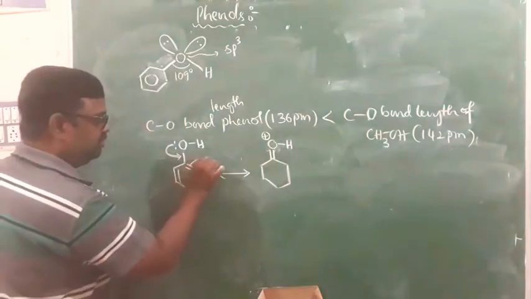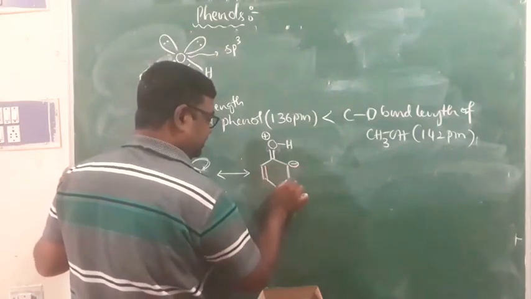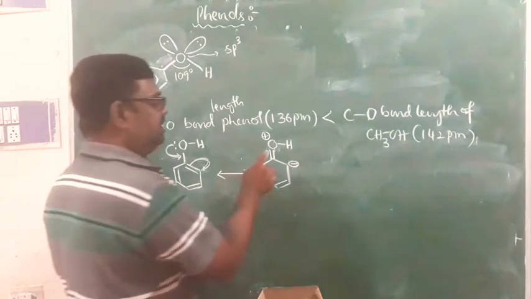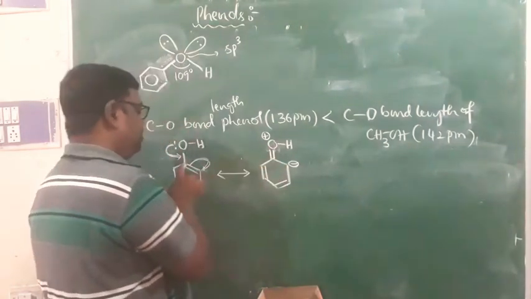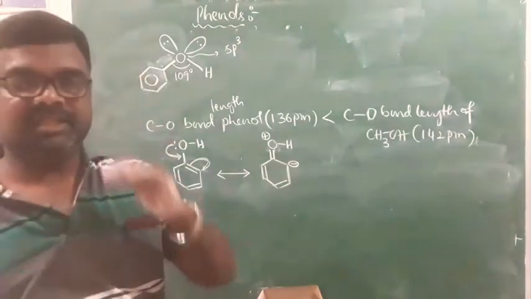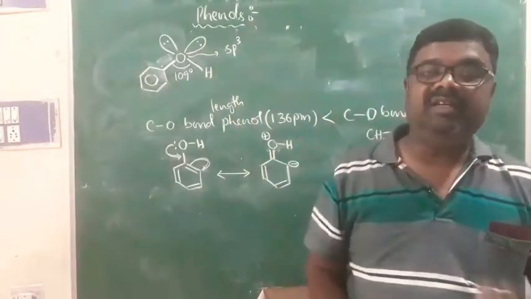And your electrons will be moving over this, and this particular point will get a negative charge. And look at this. This is the resonance structure of phenol, where you will find the partial double bond character. The carbon to oxygen single bond is converted to a carbon to oxygen double bond. That is, as the number of bonds between two atoms increases, bond length decreases.